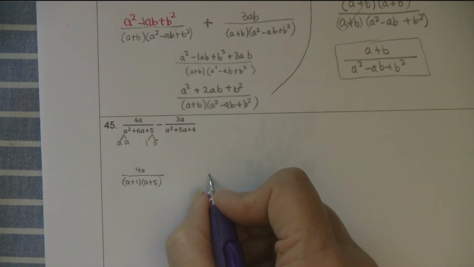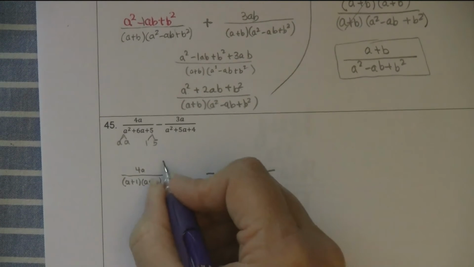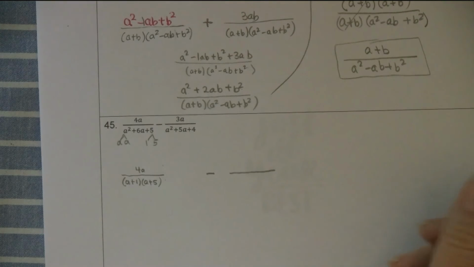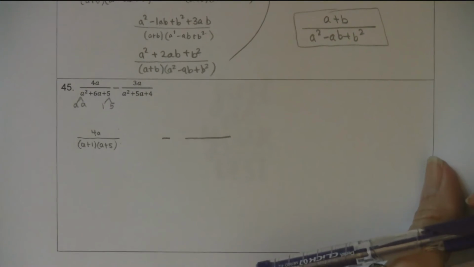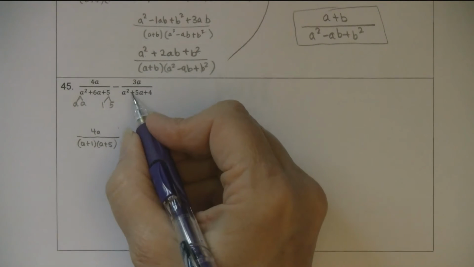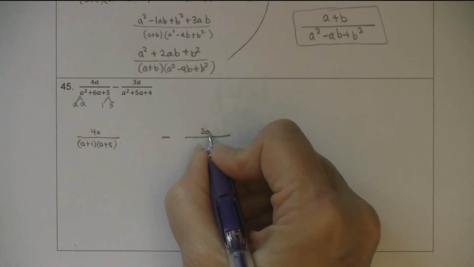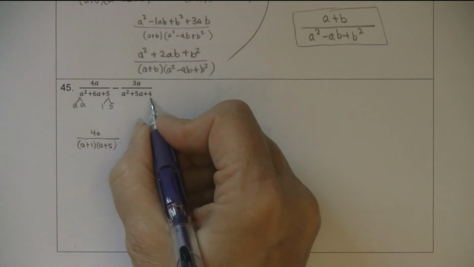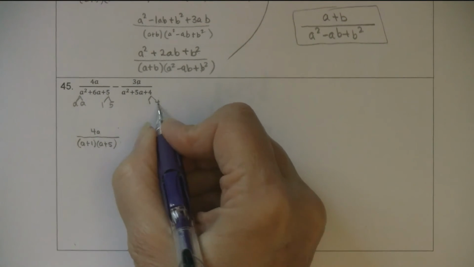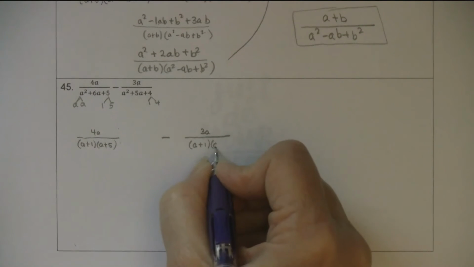I'm going to leave room. You know what I'm leaving room for, right? I'm leaving room so that I can do something to the top and the bottom, and have room to write it and not have to rewrite the whole thing. So same thing here. Monomial, trinomial. Can't reduce them. So I'm going to factor the bottom because the denominators need to be the same. 1 and 4. So this is a plus 1, a plus 4.